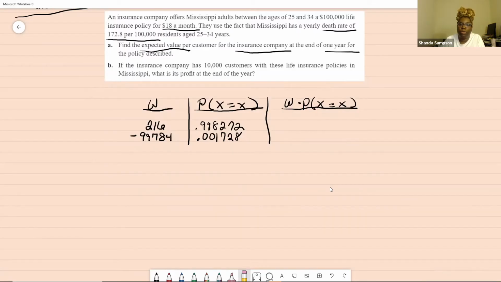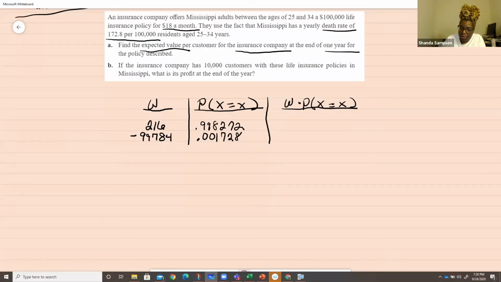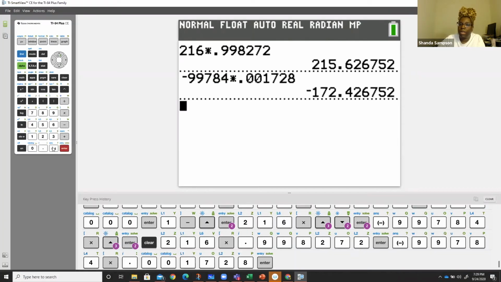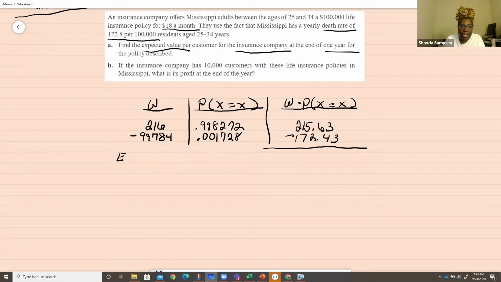So now I have my two numbers. Now I'm going to multiply these two numbers. I'm going to multiply the 216 times that 0.998272. And that's going to give me 215.63, right? And it's money, so I'm just going to put 215.63. Then I'm going to multiply this negative 99784, and I'm going to get negative 172.43. When I add these together, I'm going to get the expected value. So I'm going to have that. And my expected value is $43.20. So to answer the first question, my expected value of X is $43.20. That's how much the company makes on the policy.